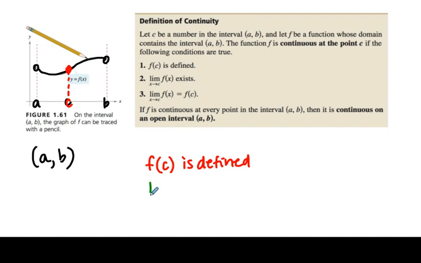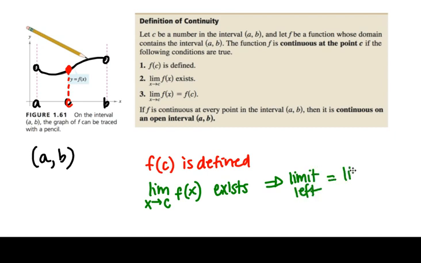Number 2, the limit as x approaches c of f of x exists, which means, this is very, very important, which means the limit from the left equals the limit from the right. Okay, so the limit from the left has to equal the limit from the right for the limit to exist. So over here, the limit exists on the left, it exists on the right, and they are equal to each other. Therefore, the limit exists. That would be number 2.